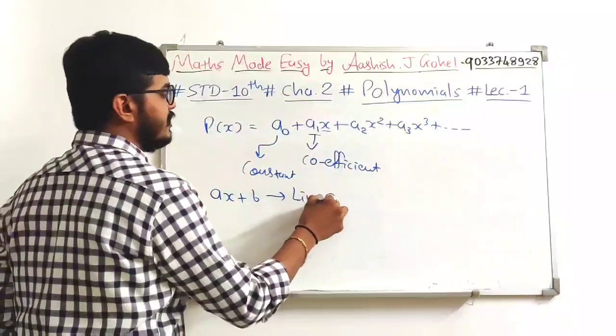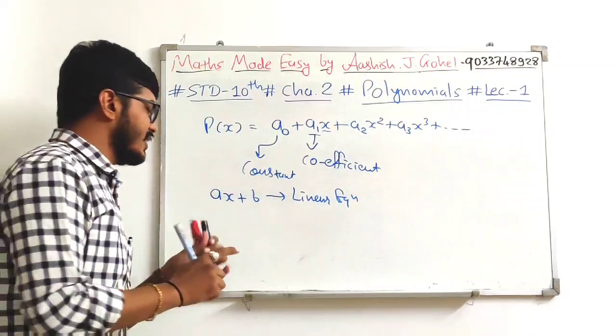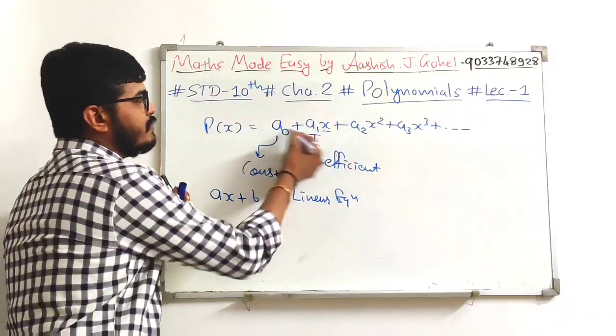Now, if I say that one equation is ax plus b, this will be a linear equation. Why will this be a linear equation? Because here the maximum power of x is 1.